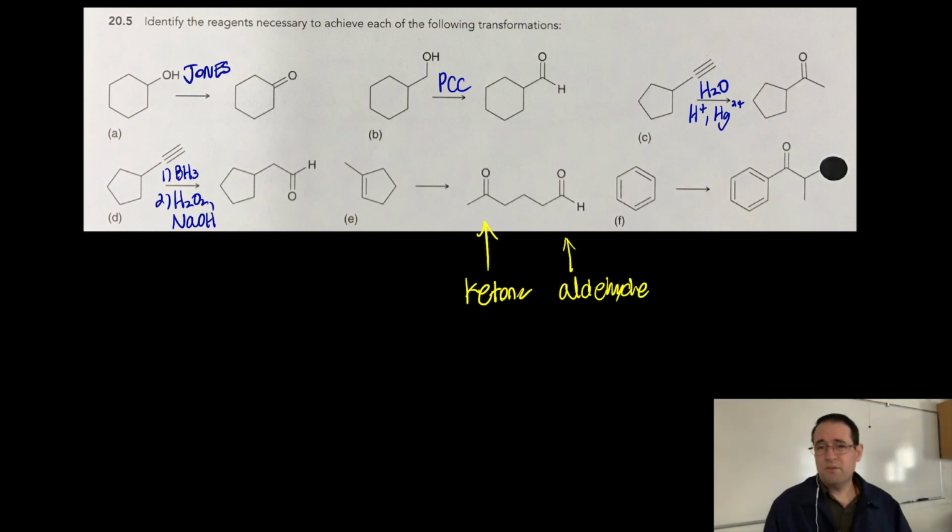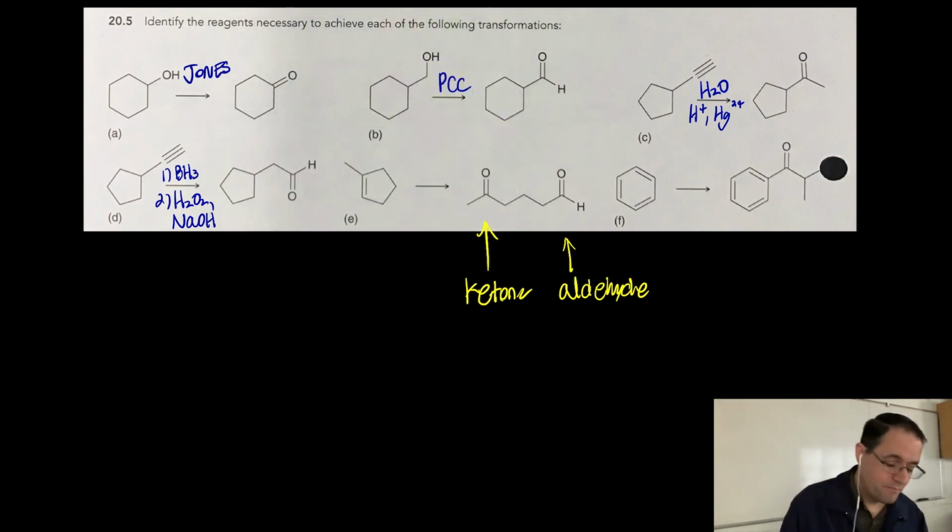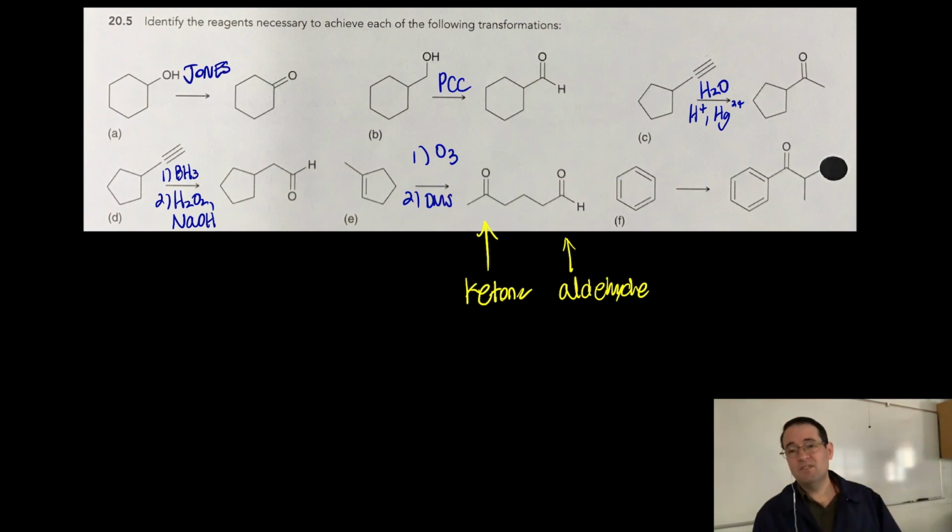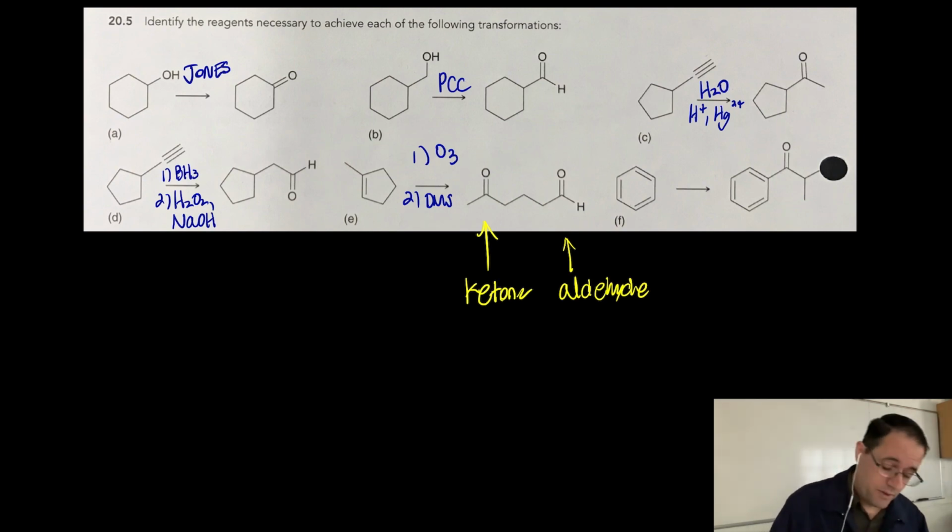So if you're stuck with just memorizing, oh, alkenes can go to aldehydes and alkenes can go to ketones, you might be stuck with this problem. But realize it's possible to do both. And we do that with ozone, followed by dimethyl sulfide. And the last question, we're going from an aromatic ring to a ketone. That's going to be your Friedel-Crafts reaction.